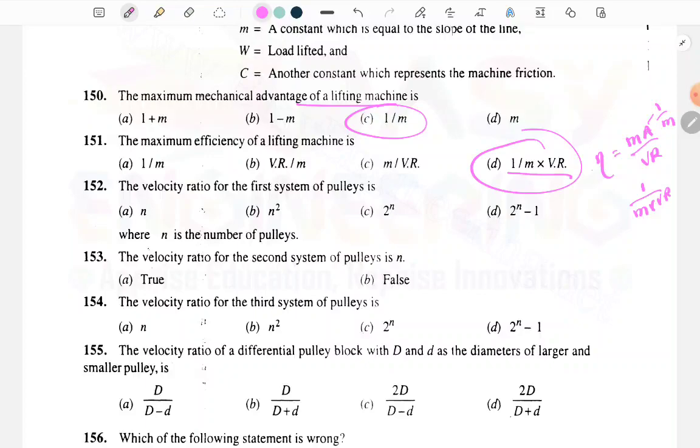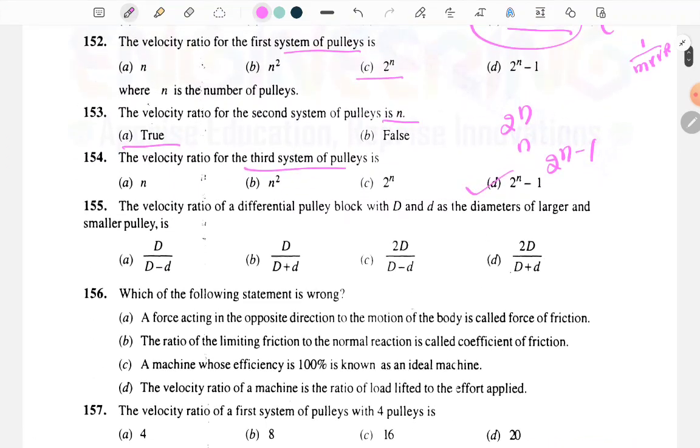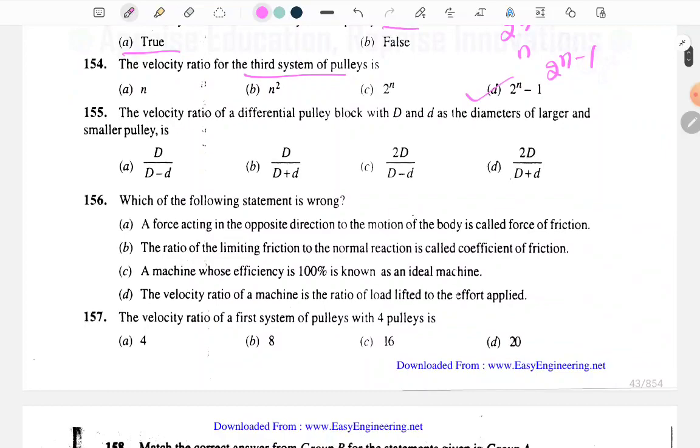The velocity ratio for the first system of pulleys, how much is it? It is 2 to the power of n. For the second system of pulleys it is n. So 2 to the power of n for the first, n for the second, and for the third system of pulleys 2 to the power of n minus 1. Velocity ratio for the differential pulley blocks, with capital D and small d the diameters of the larger and smaller pulley, is 2D by capital D minus small d, where the denominator is the difference.